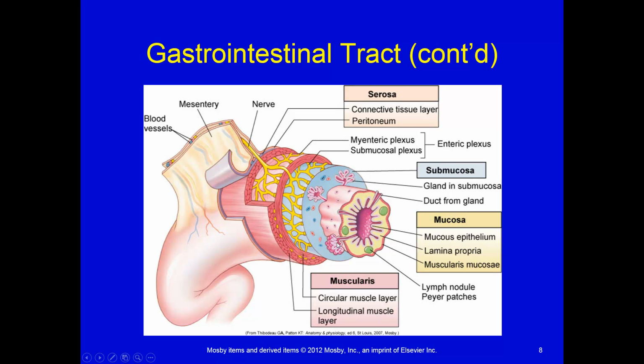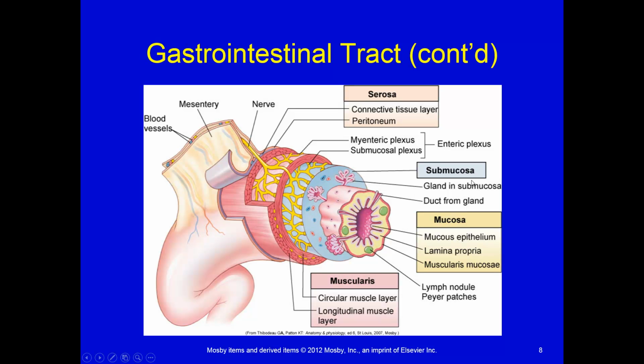You also notice here that in the submucosal layer is where you'll find the digestive glands that empty into the lumen. So that secretion process that we talked about starts at that submucosal layer.